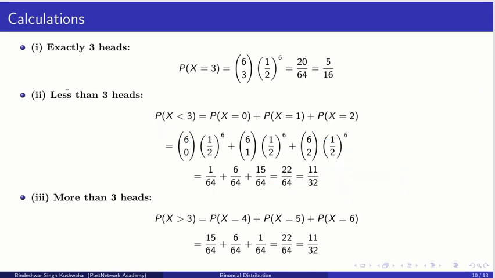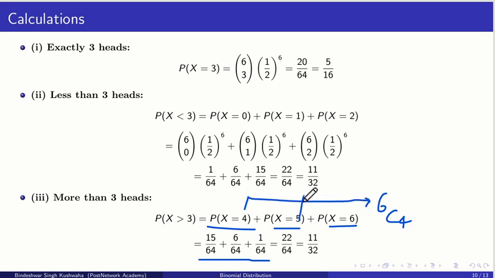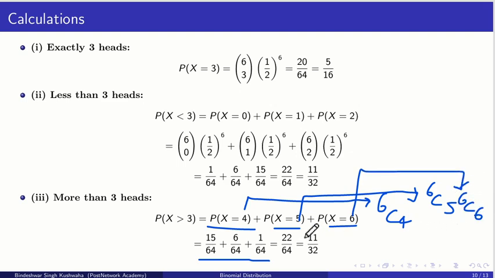Let us see more than 3 heads. That means x is equal to 4, x is equal to 5, and x is equal to 6. I am leaving it to you to calculate. Just a hint: here 6C4 for this one, here 6C5, and here 6C6. You multiply each of them by 1 upon 2 raised to 6. You will get all the terms and you can add.